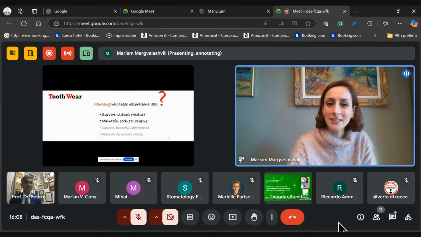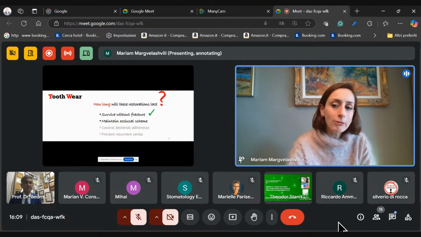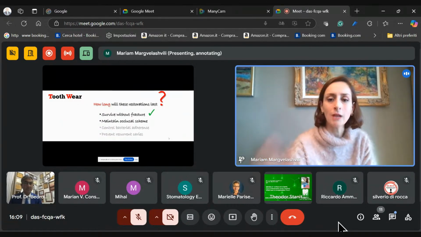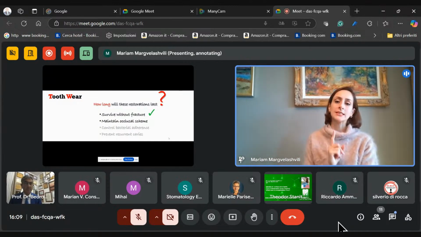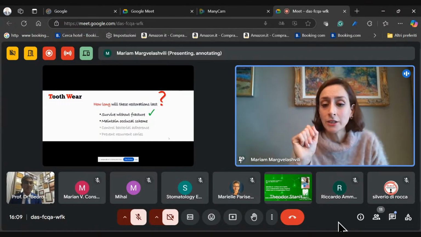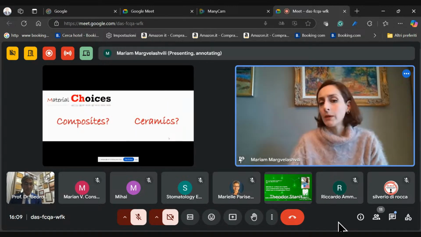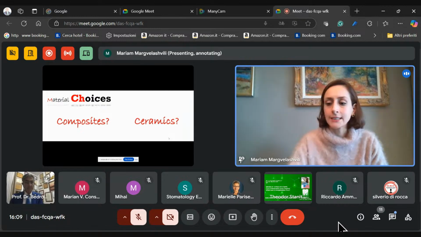So how long will these restorations last? I think it survives without fracture rather well in the form of crowns and inlays. Onlays have higher incidence of fracture, but yet 85% at 14 years is rather reliable. Now let's look at the maintenance of occlusal skin, which is a very important factor for severe wear patients, because a lot of people restore vertical dimension with composites.